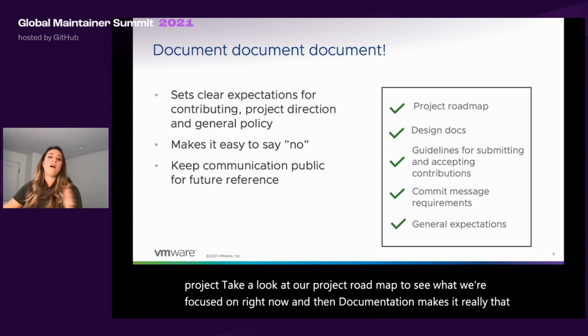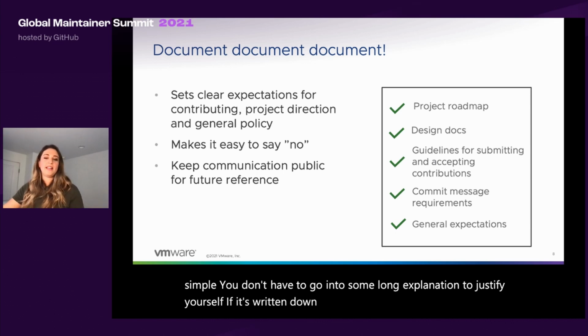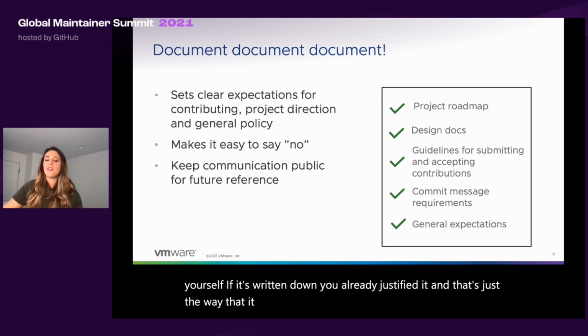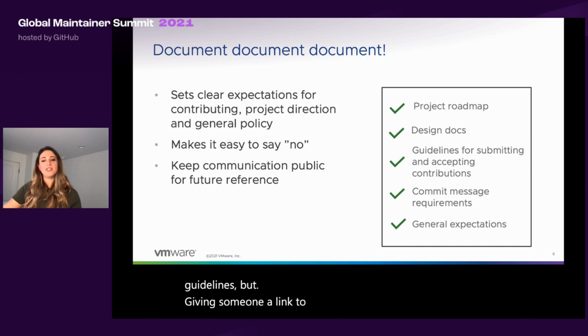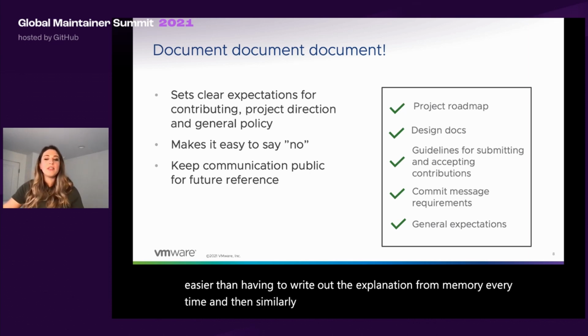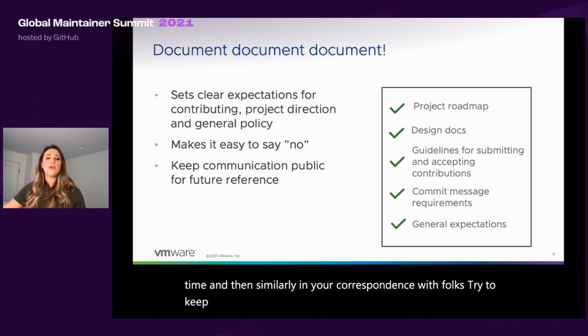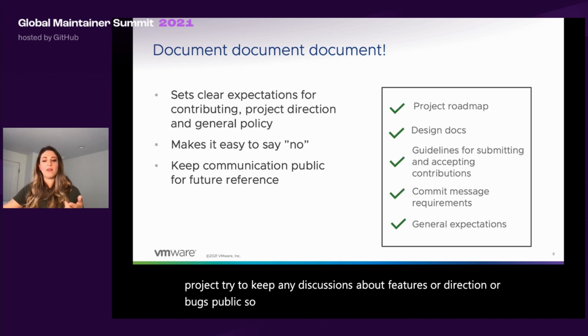You don't have to go into some long explanation to justify yourself. If it's written down, you've already justified it, and that's just the way that it is. This doesn't mean that you're never going to get pushback or that you should never reconsider existing guidelines, but giving someone a link to an already written down explanation is easier than having to write out the explanation from memory every time. And then similarly, in your correspondence with folks, try to keep that public as well. So if you have a Slack channel for your project, try to keep any discussions about features or direction or bugs public, so you have that record that you can point to when you need it in the future.